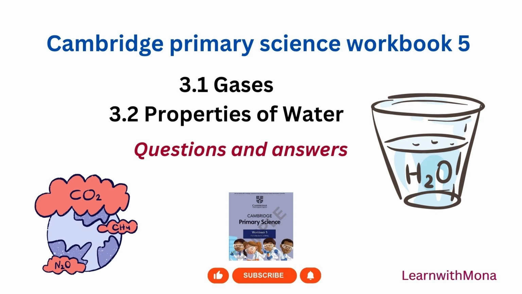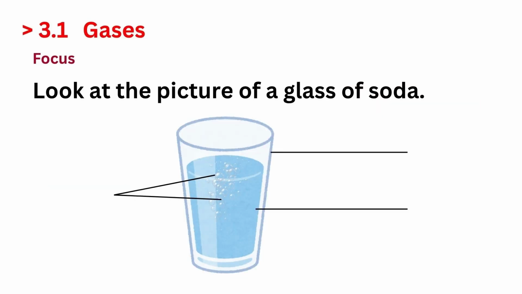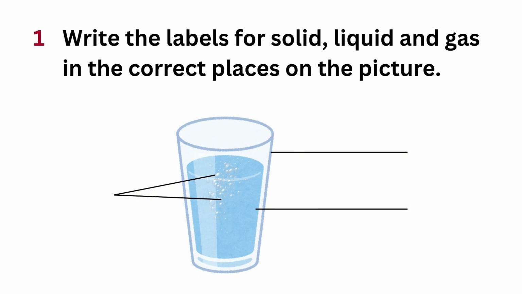Today we are going to do the exercises from Cambridge Primary Science Workbook 5. 3.1 Gases. Focus. Look at the picture of a glass of soda. Number 1. Write the labels for solid, liquid, and gas in the correct places on the picture.